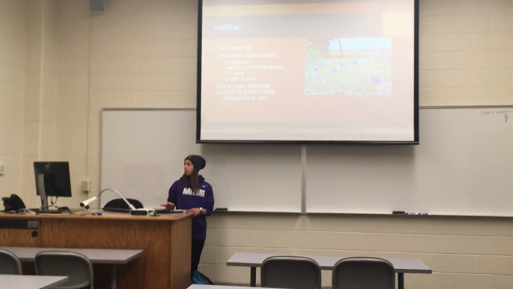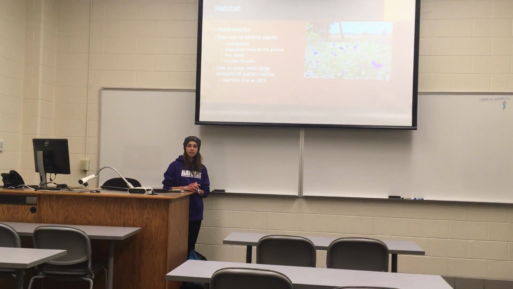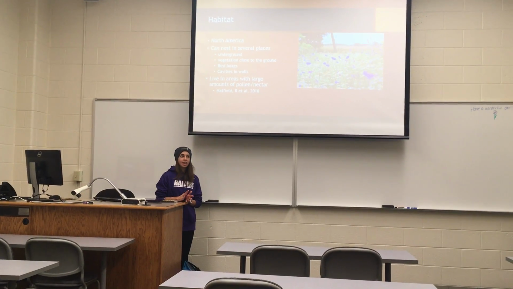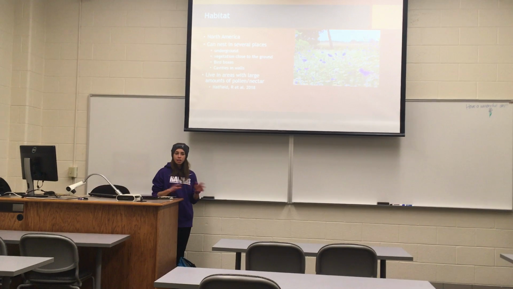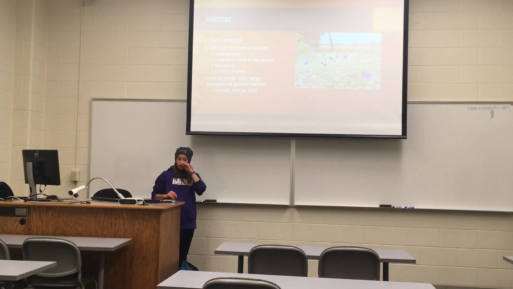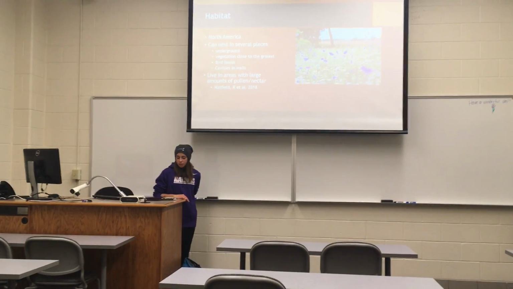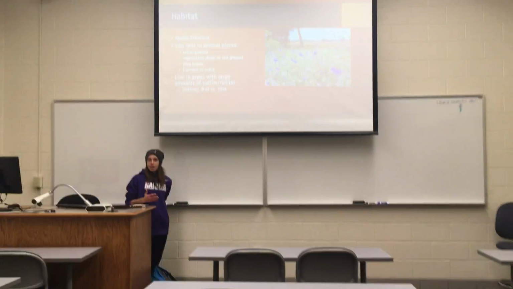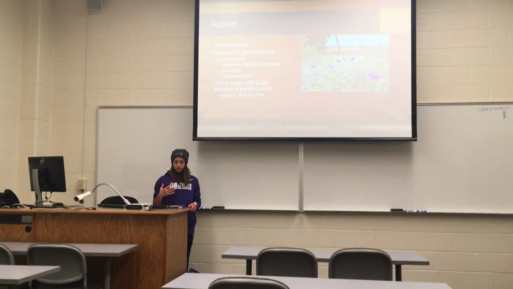So the bumblebee likes to be in places generally with a lot of vegetation and flowering plants. Therefore, they can collect pollen and nectar and pollinate the flowers. And they need the nectar for honey, for food. So these are places generally like wildlands, meadows, agricultural landscapes.